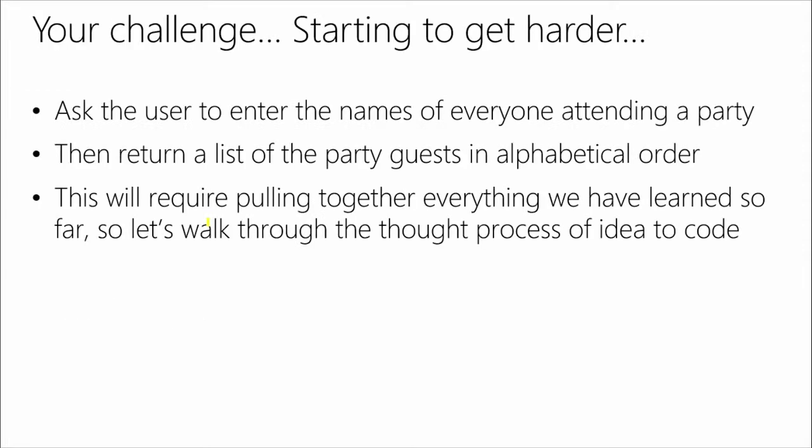So I'm not going to bother demoing that just because we're running a little bit long. But your challenge, should you choose to accept it, would be to try this out yourself, because you're going to get to try doing the sort in the challenge. You're going to ask a user to enter the names of everyone attending a party. So I'm going to have to use the input function. Then I have to return a list of the party guests in alphabetical order. This is actually going to require pulling together a little bit of everything we've seen.